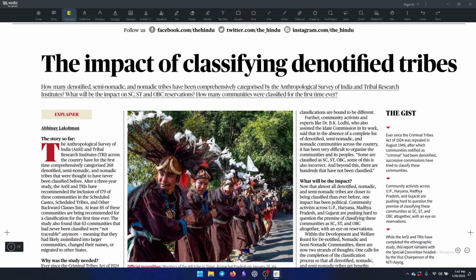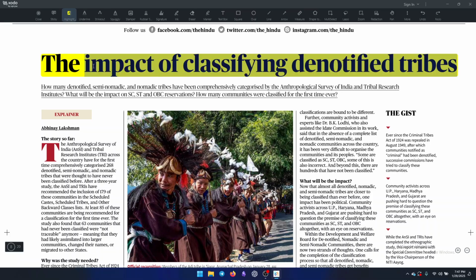The impact of classifying denotified tribes. How many denotified, nomadic tribes have been comprehensively categorized by the Anthropological Survey of India and tribal research institutes? What will be the impact on SC, ST, and OBC reservations? How many communities were classified for the first time ever?